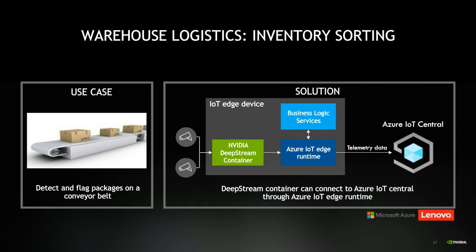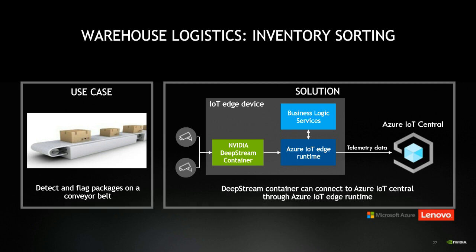For this, we partnered with Microsoft Azure and Lenovo to build a proof of concept solution where we flag packages if they are on the wrong conveyor belt. This can quickly generate an alert, and the packages can be removed before they are sent further. Our solution relied on multiple cameras over the conveyor belt connected to an edge device. The camera input goes into the DeepStream container, which will use AI to perceive pixels to insights.